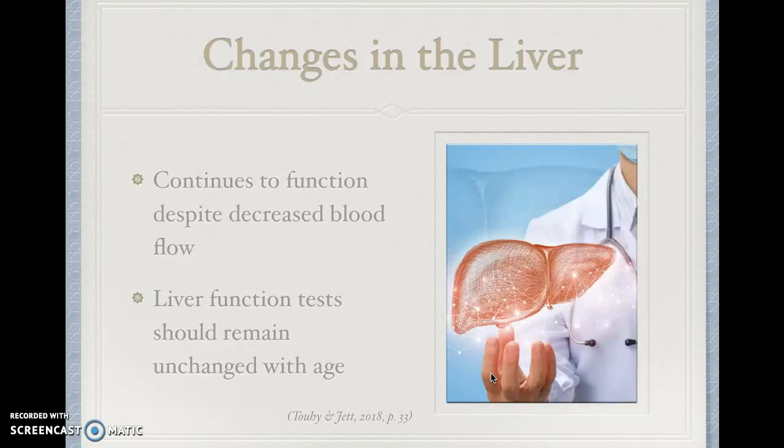The one GI organ that does not seem to be affected by age is the liver. Despite the body aging and slowing around it, the liver continues to function normally. Liver function tests should remain relatively unchanged with age. If there is something wrong with the liver in an older adult, it is most likely due to exposure to toxins or damage not related to age.